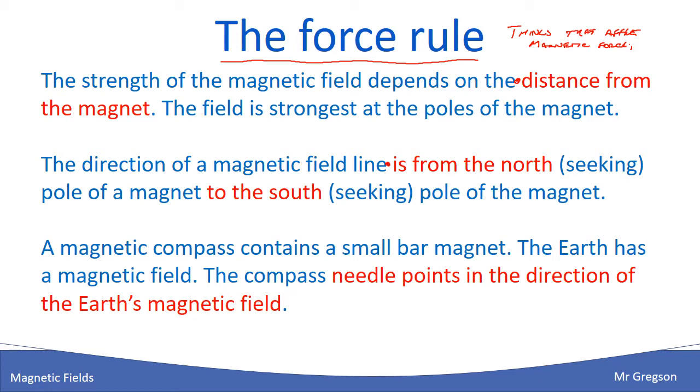So I would put this under the force rule, and the things that affect the magnetic force, here are our 3 bullet points. Distance from the magnet, the magnetic field line is from the north to the south, and the last one, needle points in the direction of the Earth's magnetic field. So the needle we're talking about is the needle in a bar magnet or compass. A compass in its own right is just a little floating magnet, nothing else to it.